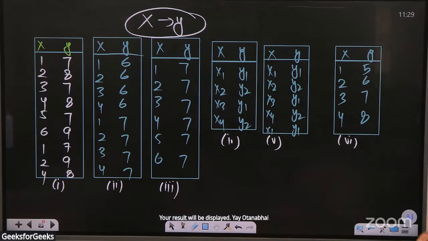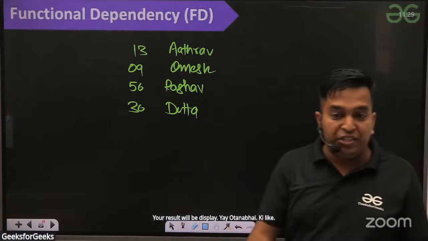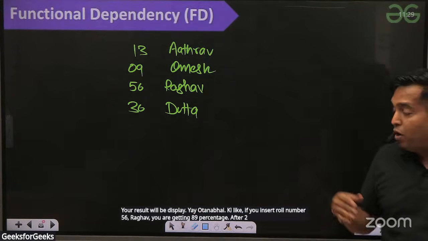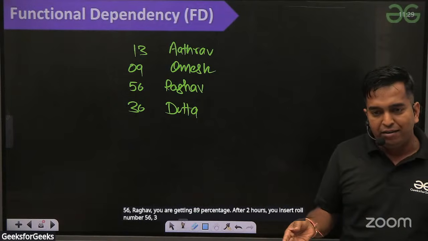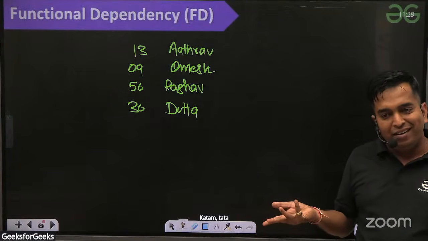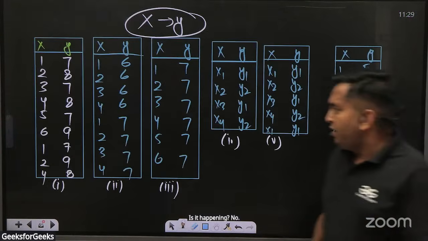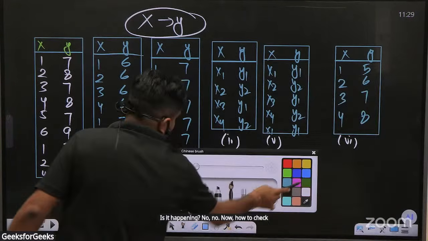It doesn't happen that if you insert roll number 56, Raghav, you get 89%, and after 2 hours, you insert roll number 56 and get 39. Khatam, tata, bye bye. Is it happening? No, right? Now, how to check, my dear student?